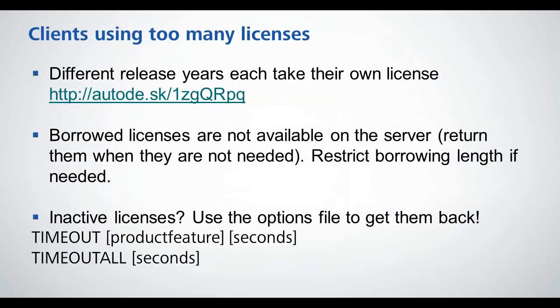It's either by product. So in your options file, you can have a line that says timeout, and then you can put in the product feature code. You can get that from your license file or by looking it up online. And then you're going to put how many seconds. If you want it to apply to all products, just use timeout all. You don't need to worry about the product feature code, and then how many seconds.